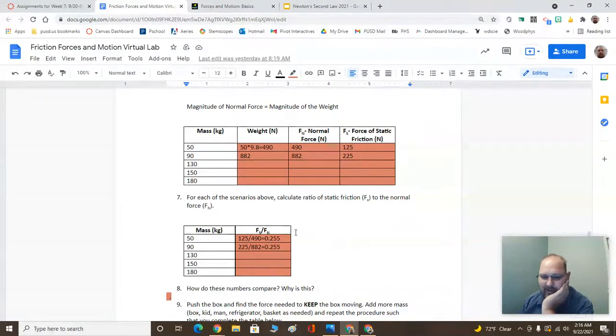We saw that the ratio of height to horizontal distance gave us our coefficient of static friction. The reason that that worked is because we were actually, without knowing it, calculating the ratio of the force of static friction divided by the normal force. So we were actually doing this calculation with height. Same basic difference. So we're going to take this number and divide it by that number here. So 125 divided by 490 in the first case, and 225 divided by 882 in the second case. We're going to continue that on with 130, 150, 180.